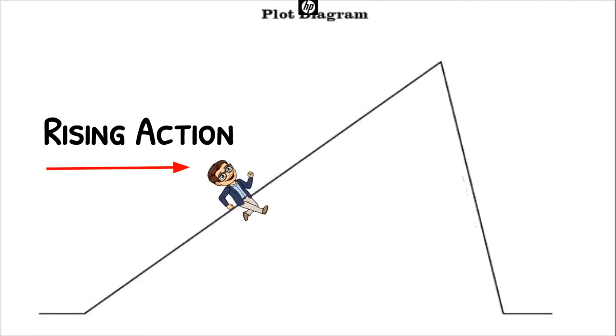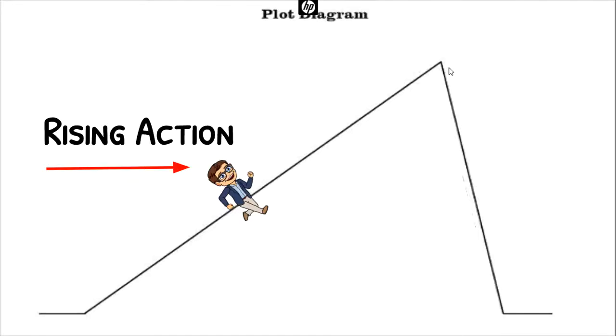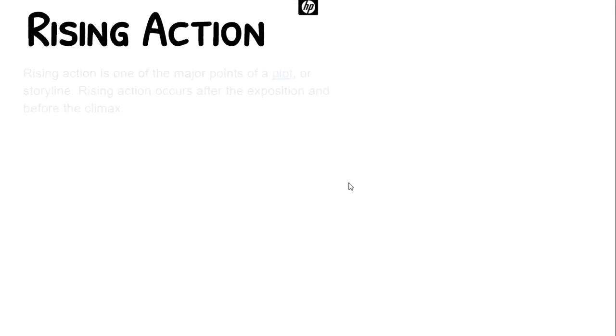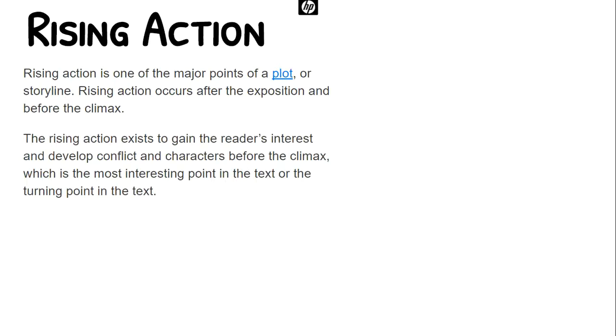Moving up the plot diagram, we now have the rising action in between the exposition and our next element, climax, right here. So the rising action is one of the major points of a plot or storyline. Rising action occurs after the exposition and before the climax. So the rising action exists to gain the reader's interest and develop conflict between the characters before the climax.